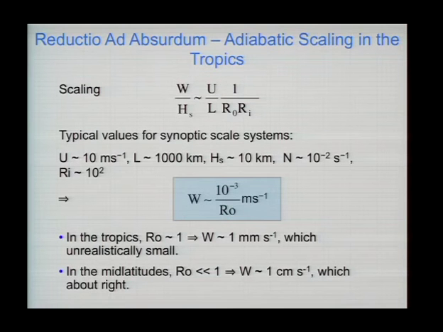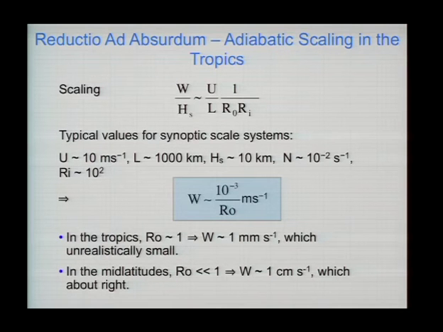So in the tropics, the Rossby number is like 1. So that means the vertical motion is like 10 to the minus 3. It's like a millimetre per second. That's tiny. That's unrealistic. In the mid-latitude, on the other hand, W is 10 to the minus 3 over the Rossby number. The Rossby number is 0.1. So that gives us about a centimetre per second, which is not too bad.